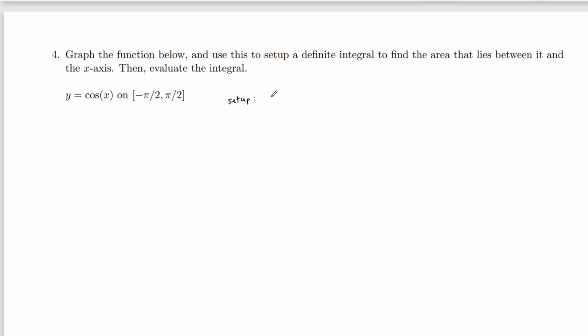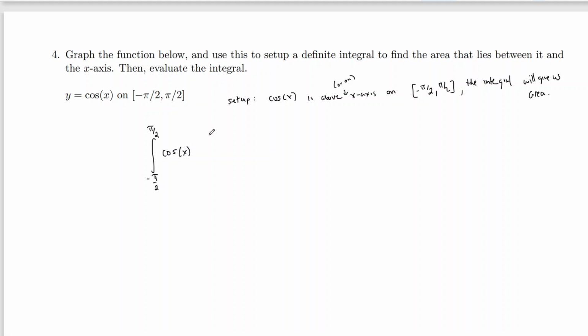I'll just write what I wrote here, because cosine of x is above the x-axis on the entire interval from negative pi over 2 to pi over 2. I always write above, but it can touch as well, which it does at the endpoints. The definite integral will give us the area. All right, so that means to figure out this exact area, we just integrate from the smaller number, negative pi over 2, to the larger number, pi over 2, of cosine of x. And don't forget your dx. So you have to make sure you do that.